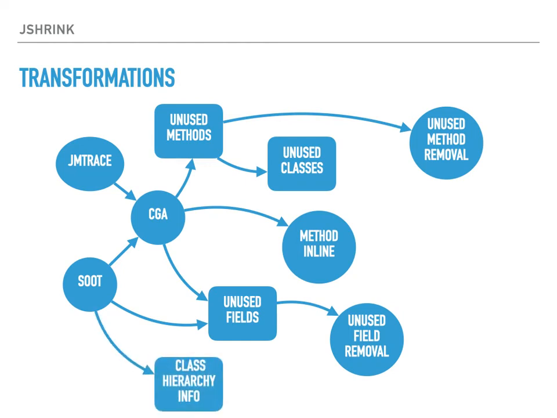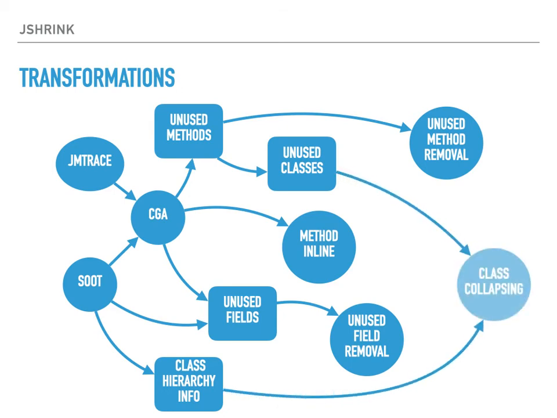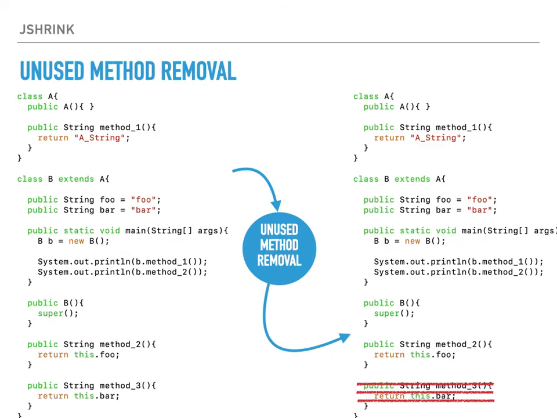Soot can give us class hierarchy information, and with these two, we can use class collapsing. What we mean by class collapsing is two classes, one a subclass of another, may be merged into a single class. This reduces the bytecode as there is an overhead in creating classes in Java bytecode. In the following slides, we're going to give some basic examples of how these work.